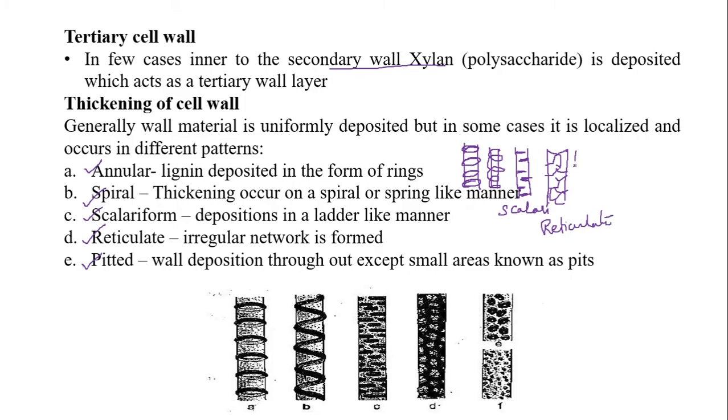In some cases, the secondary wall deposition occurs in the form of pits, that is, the wall layer is laid down everywhere, leaving small areas. These are called pits. These are simple pits, or pitted thickening. If it is bordered pits, the diagram has to be double circles, concentric rings. This represents the bordered pits. So wall layers also can be like this, or thickenings can be like this. So these are the different patterns in which the secondary wall deposition occurs in the cells.